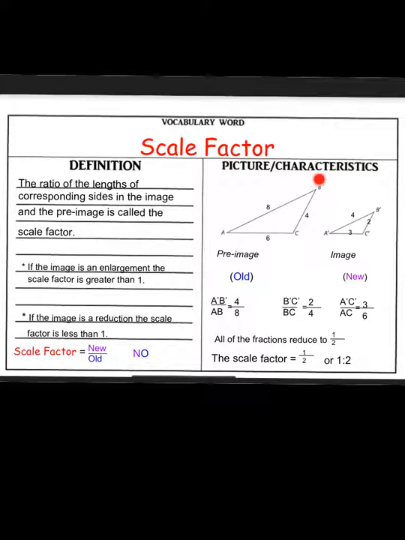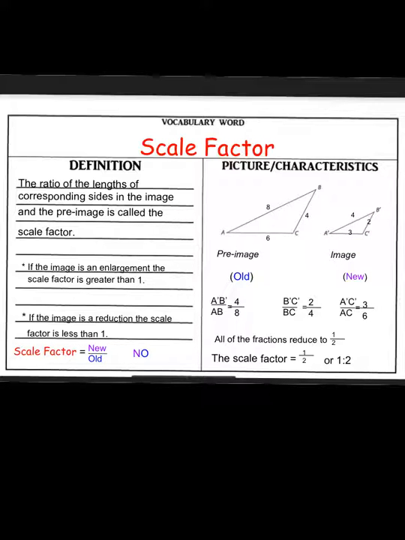So I have triangle ABC is the pre-image, and we went from the pre-image to the image, which again is the result of the dilation, triangle A prime, B prime, C prime. And as we can tell, the triangle got smaller. So this is a reduction. And over in the notes, it says if the image is a reduction, the scale factor is less than 1. To start solving for the scale factor, we're going to set up fractions according to corresponding sides. So we always start based on the rule we have: scale factor is equal to new over old. So the new goes with the image, the result of the dilation.